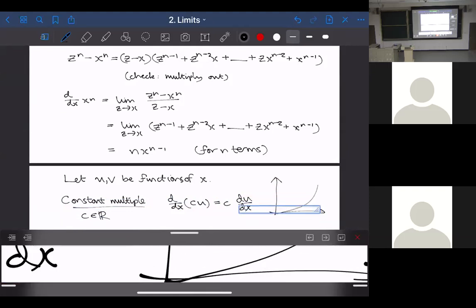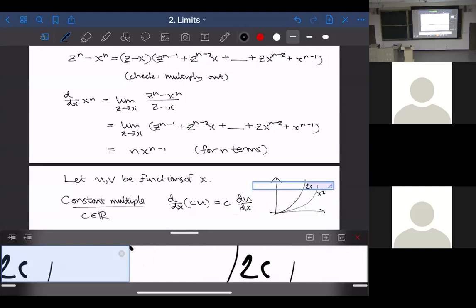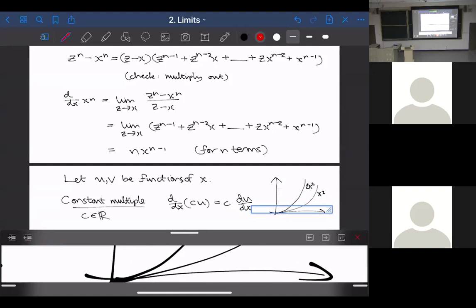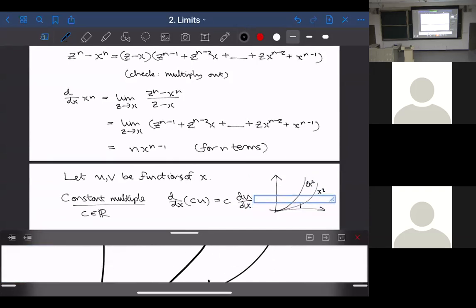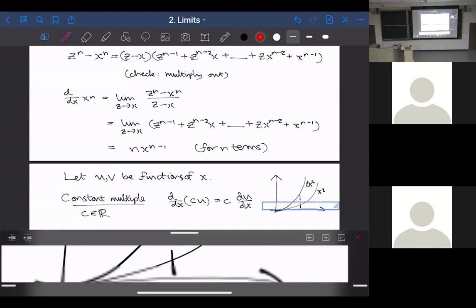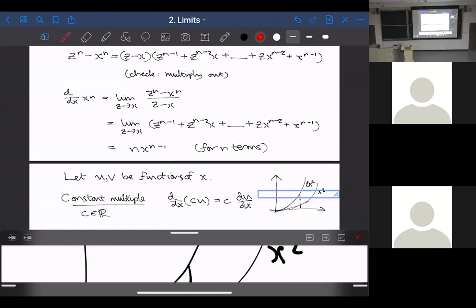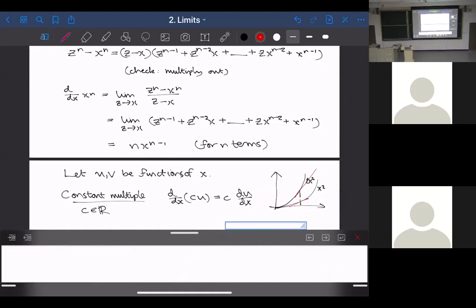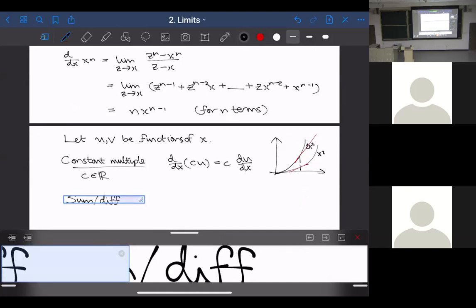So for instance, if I have x squared and 2x squared, and I look at the slope at this point, the slope at this point of x squared, then the slope at the same point of 2x squared, of course, is going to be twice. So that's all this rule is saying. But all these rules you can prove from the definition.